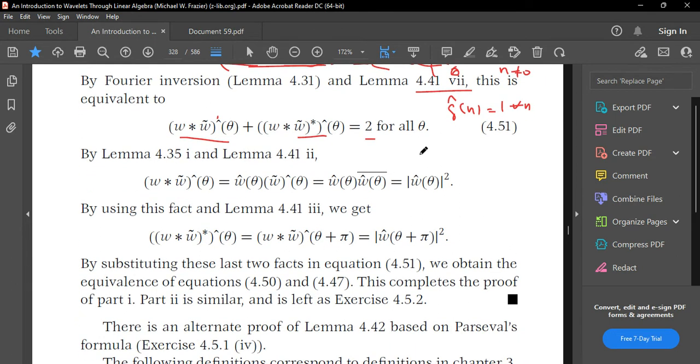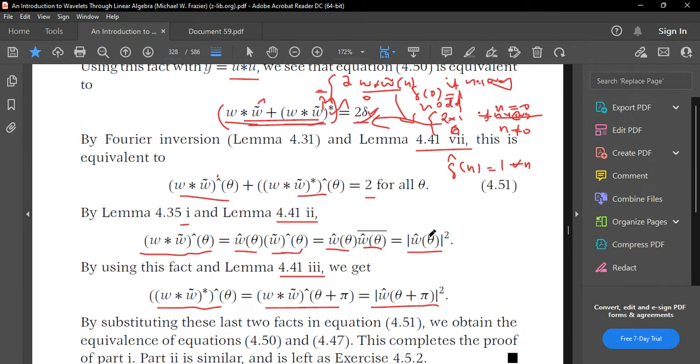You please refer. And now we know that W star W tilde cap of theta will be equal to W cap of theta times W tilde cap of theta, that is the lemma 4.412 result, and you also refer to 4.351. Then this W tilde cap of theta will be W cap of theta conjugate. So we will get this modulus value, and this also you can compute. This is equal to, from 4.413 third statement, we will get this one.